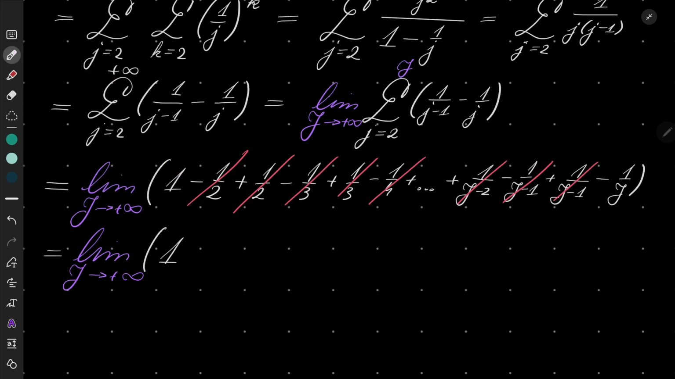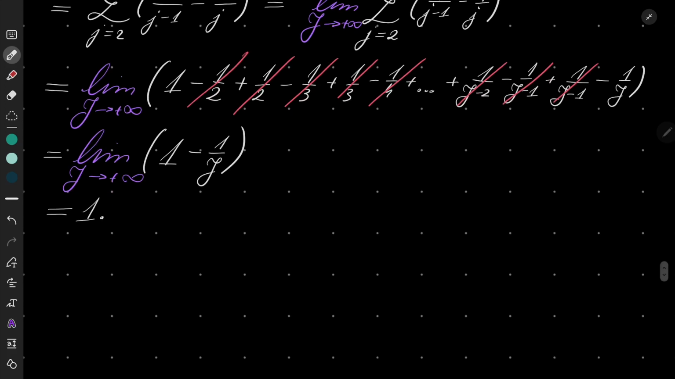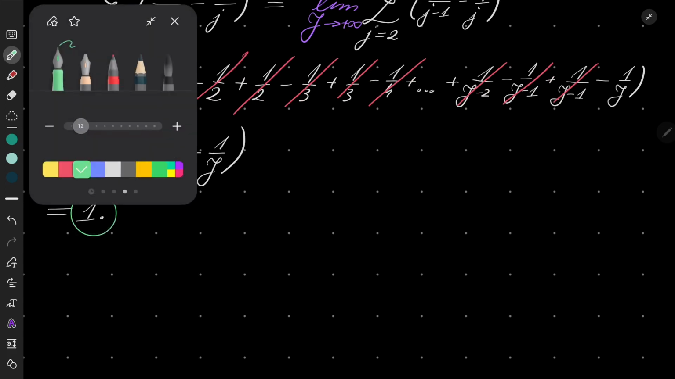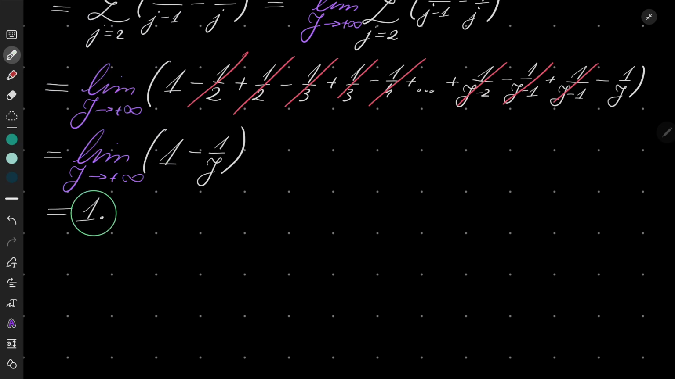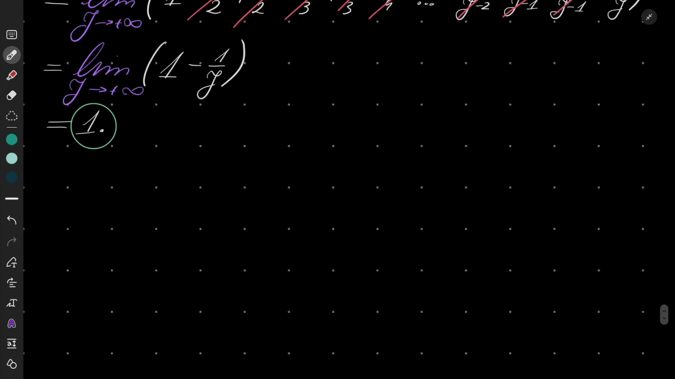So we are left with 1 over 1 minus 1, which is of course 1. So our first sum equals 1. Very well. The second sum is a bit harder, but not that much. The second sum goes over k from 1 to infinity of zeta of 2k minus 1.